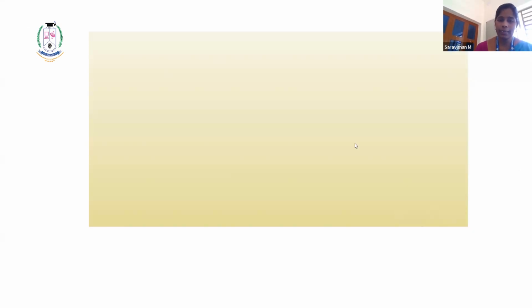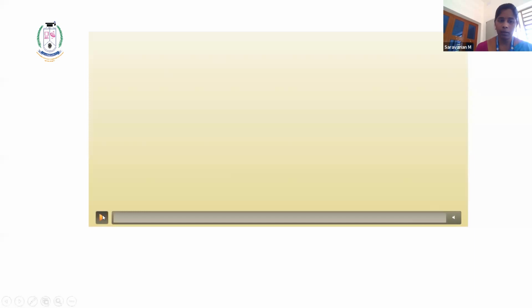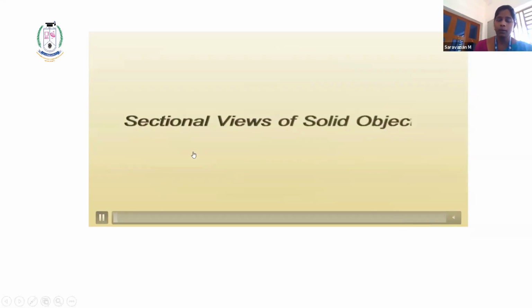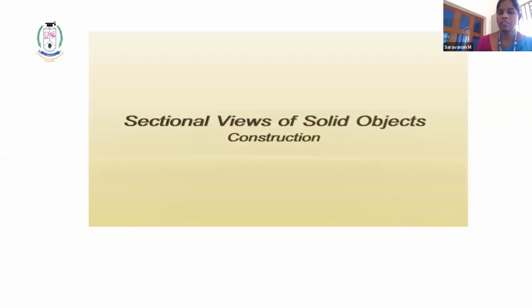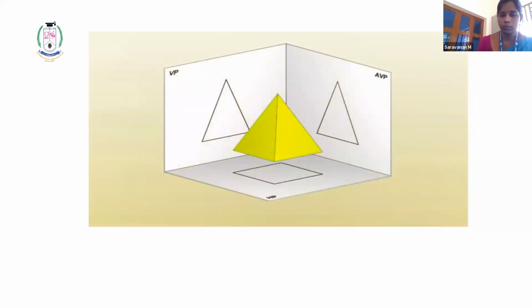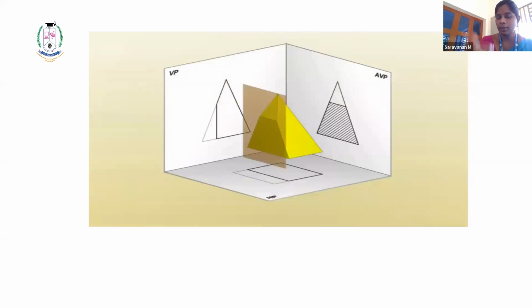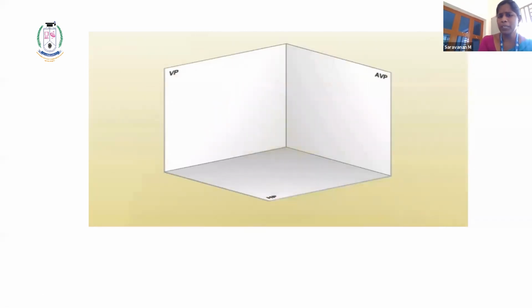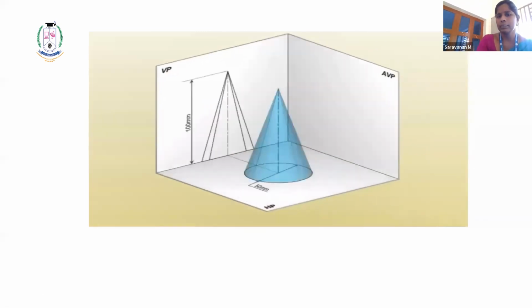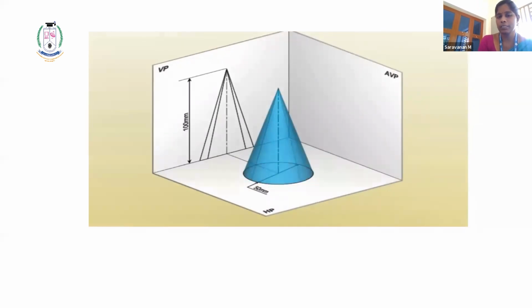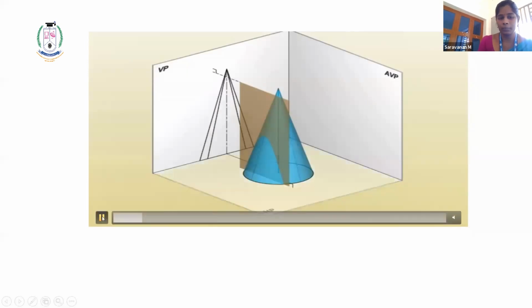So this is for the next condition. Sectional plane inclined to VP and perpendicular to HP. So how the sectional plane is cutting? Here the sectional plane is perpendicular to HP and it is cutting the solid. So first one is cut, next one is showing the cut, so it will be cut like this.